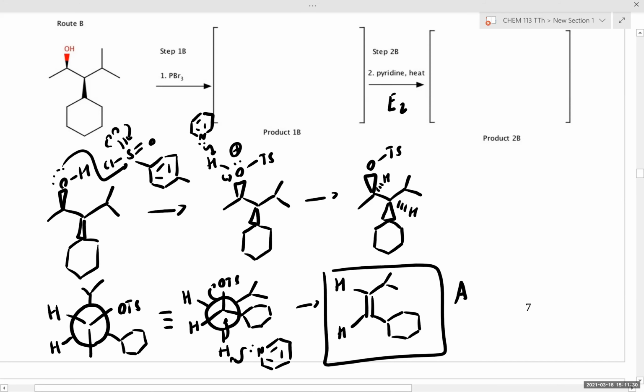We discussed this example when we talked about the elimination of alcohols in a stereo-controlled manner via the E2 mechanism, and in our note section on the elimination of alcohols. Does this make sense to everyone?